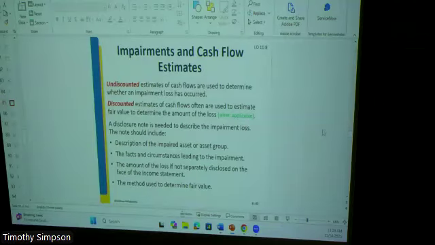And the term facts and circumstances, which is sort of a legal term that we are applying here, will apply to what's going on, because every situation is different, so we have to report why this is going on. And the amount of the loss is separately disclosed, and the method used to determine fair value. And so companies will be very specific as to what is being done in order to get to fair value.